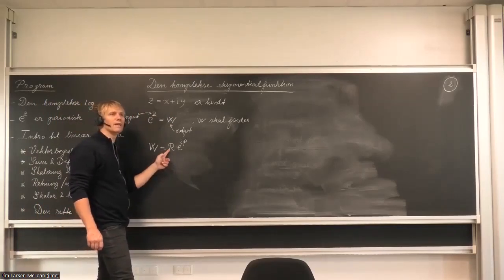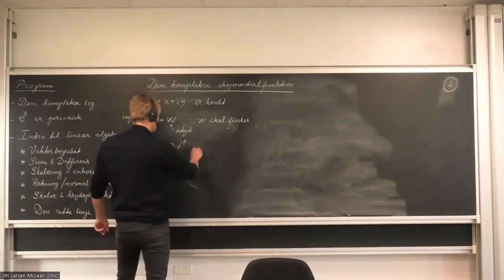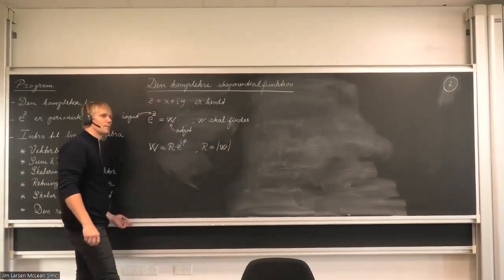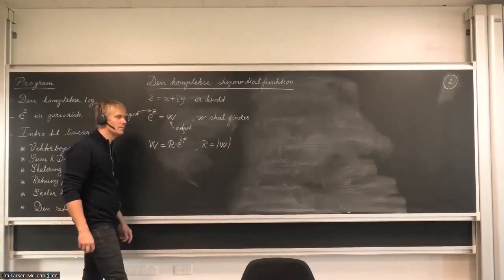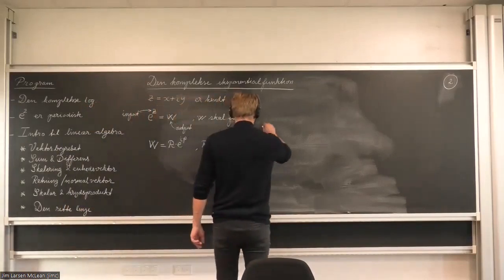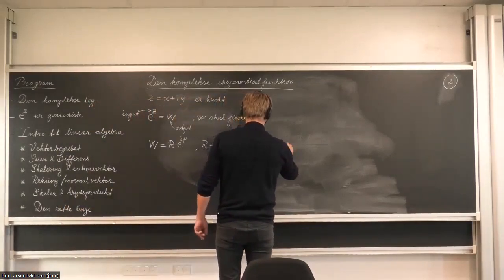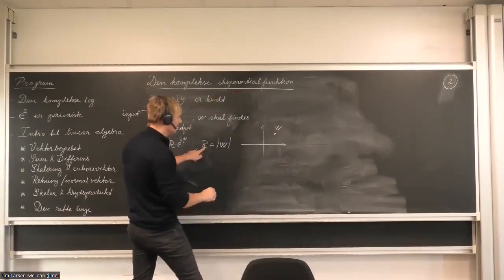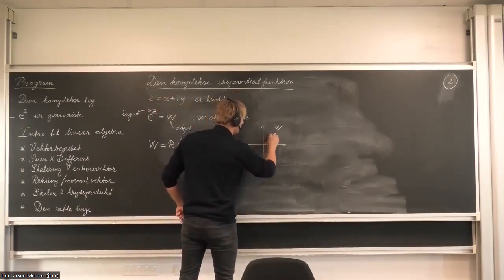What does it tell us about w? Well, it tells us how far w is from the origin. That's what we call the modulus of w. So big R is the modulus of w. So that means how far away are you from the origin? So if I were to make a little drawing, let's say w is right here. So that number is how far it is from here, and that's how far out it is.